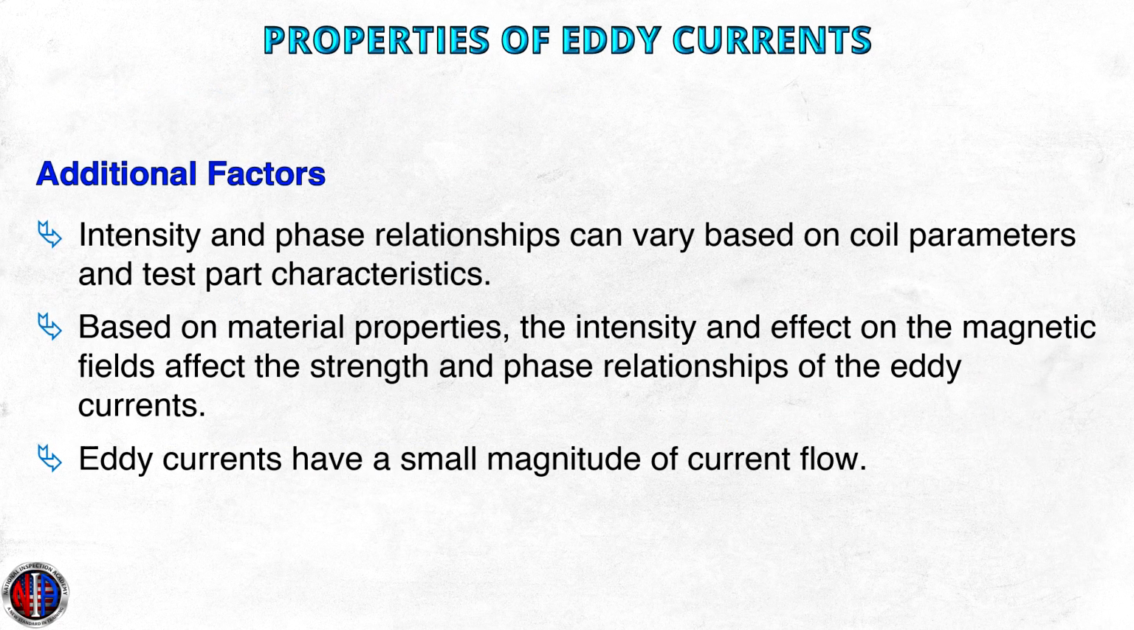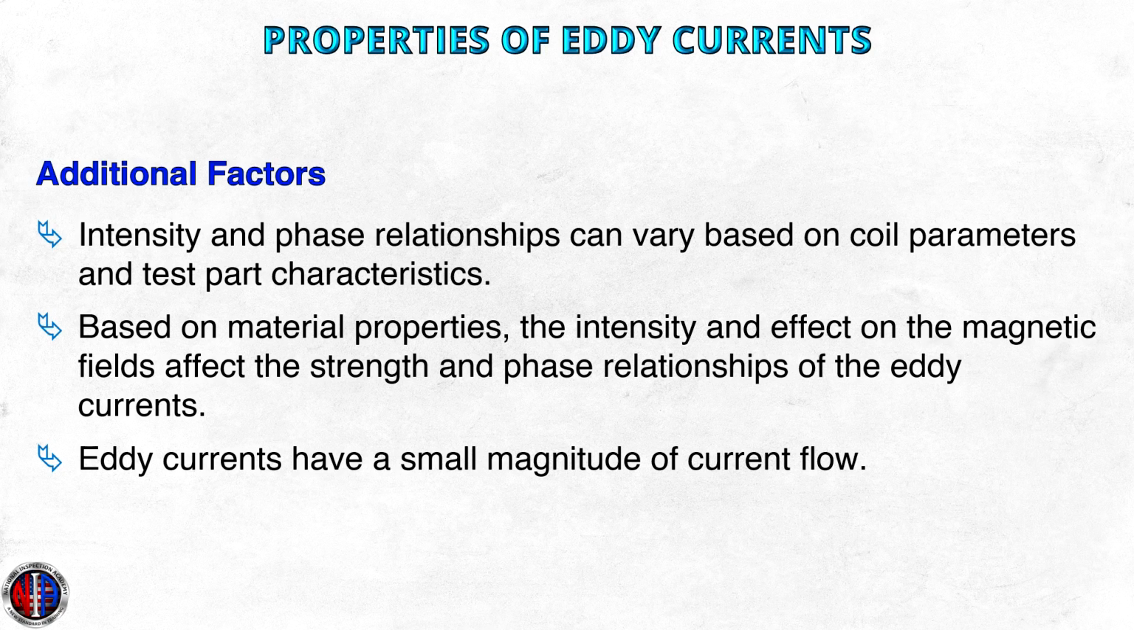Additional factors. There are other additional factors particular to eddy currents. For instance, intensity and phase relationships can vary based on coil parameter and test part characteristics. Also, based on material properties such as permeability and conductivity, the intensity and effect on the magnetic field affect the strength and phase relationship of the eddy currents.